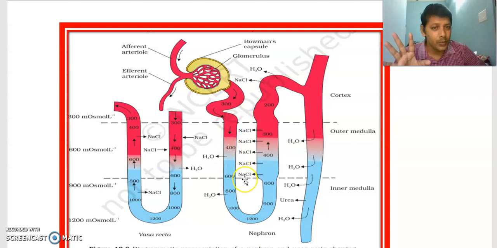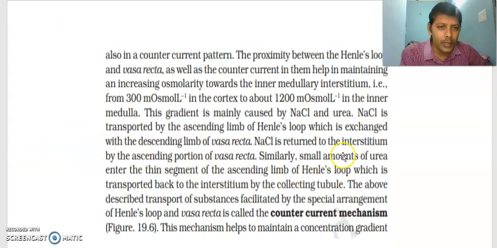The 1200 osmolarity in the medulla is established by Henle's loop. It is maintained by vasa recta. Similarly, small amounts of urea enter the thin segment of the ascending limb, which is transported back to the interstitium by the collecting duct. I told you this yesterday.